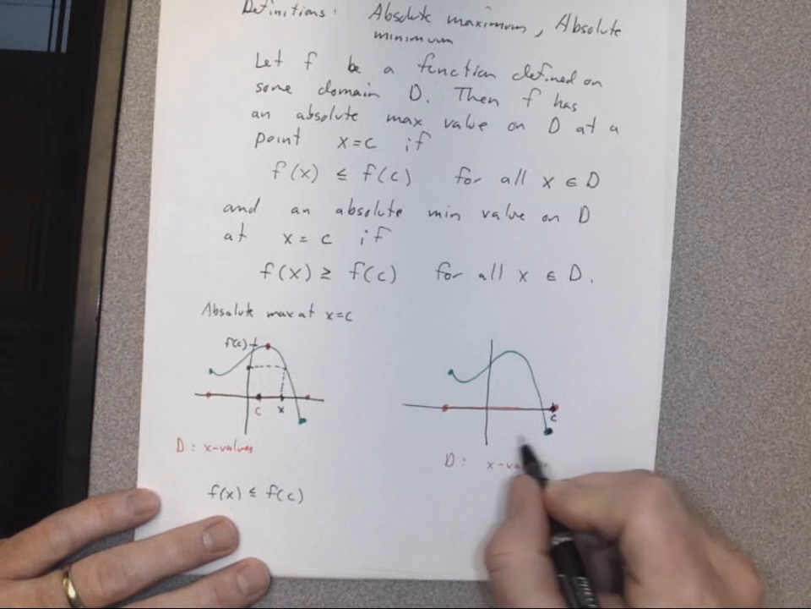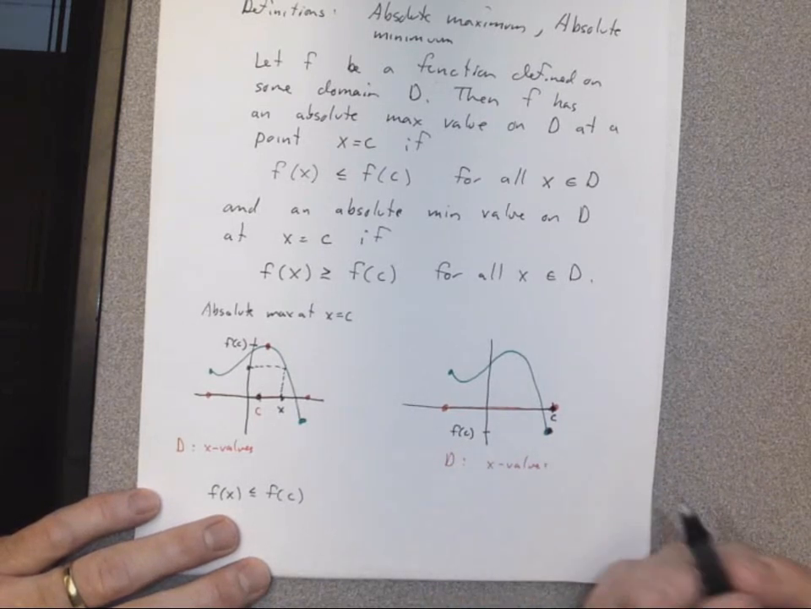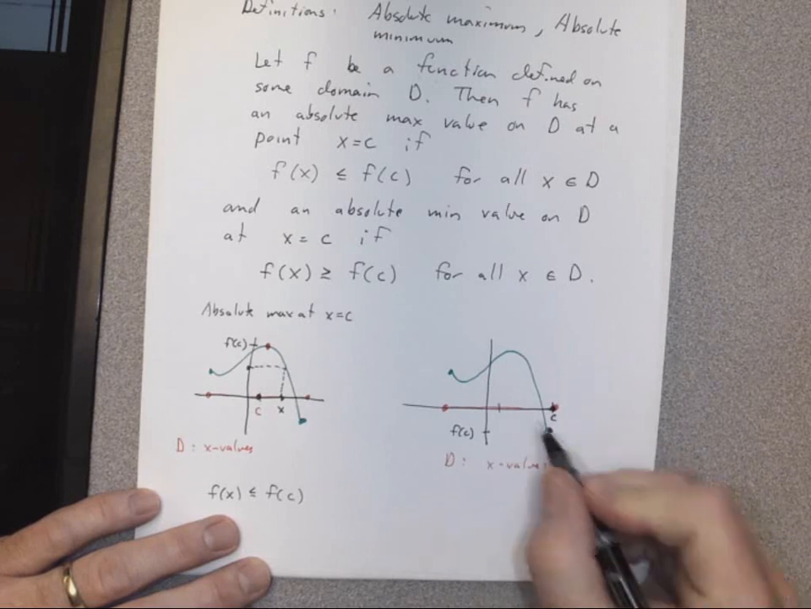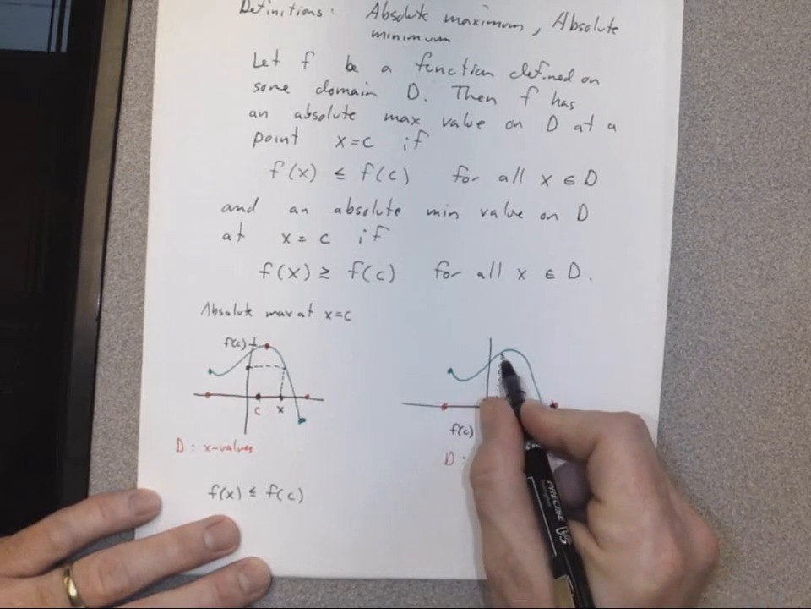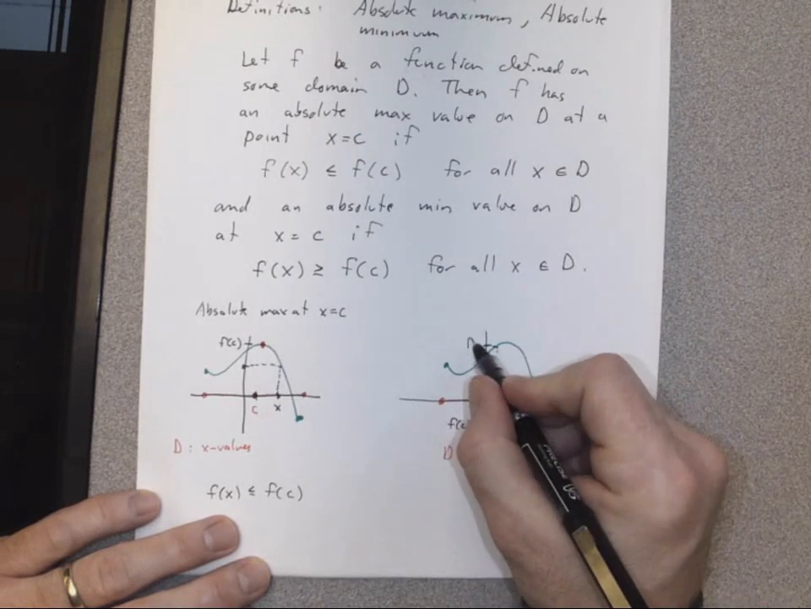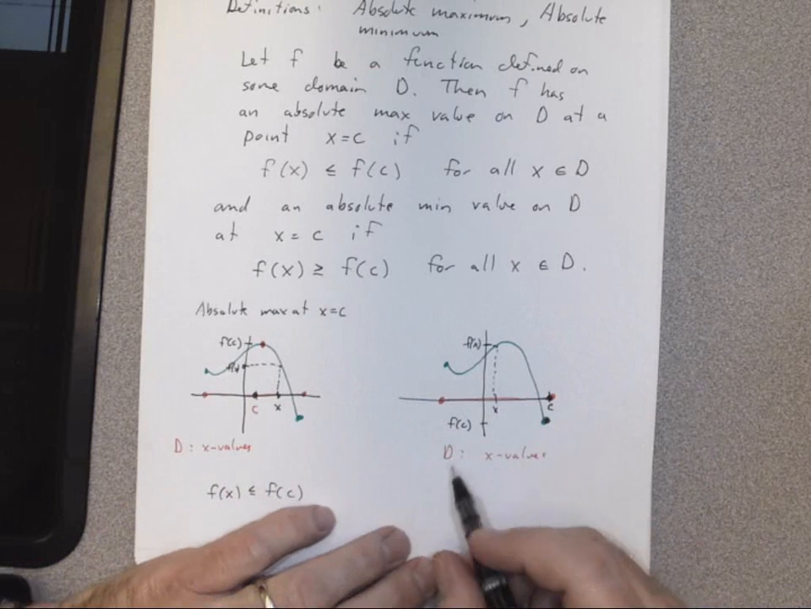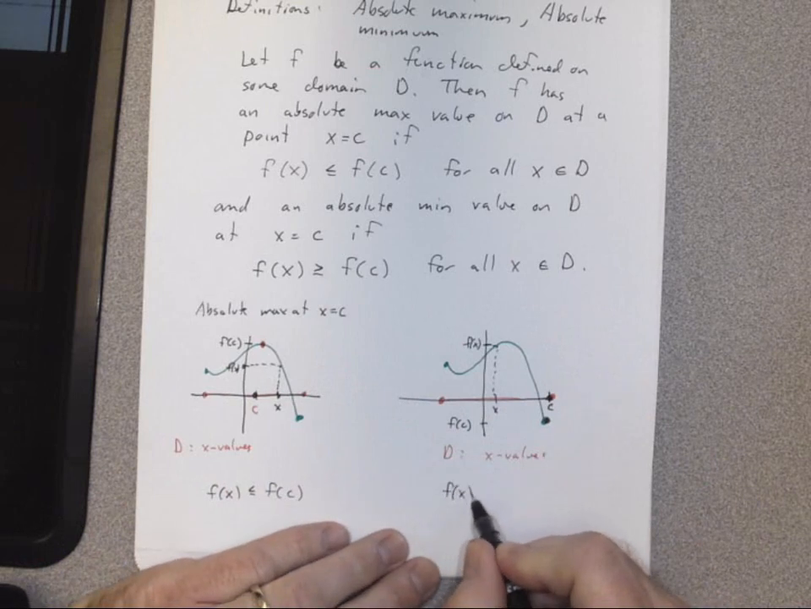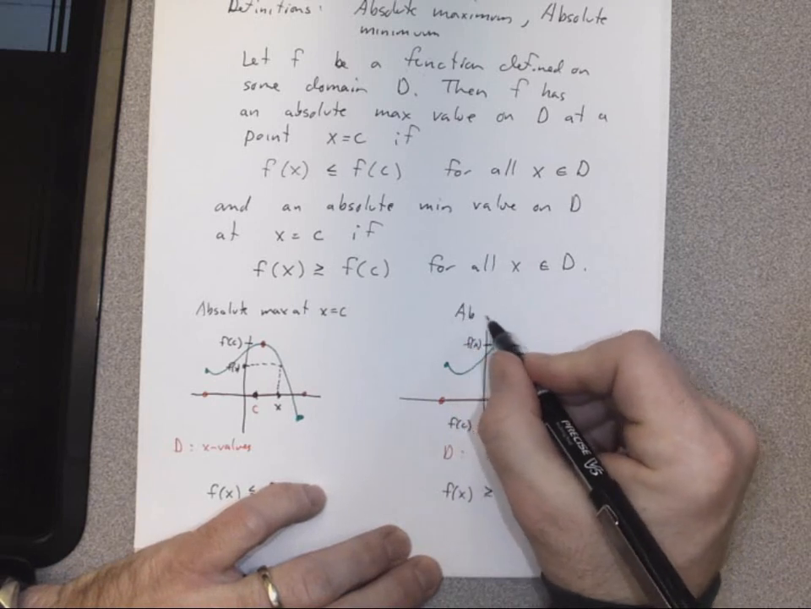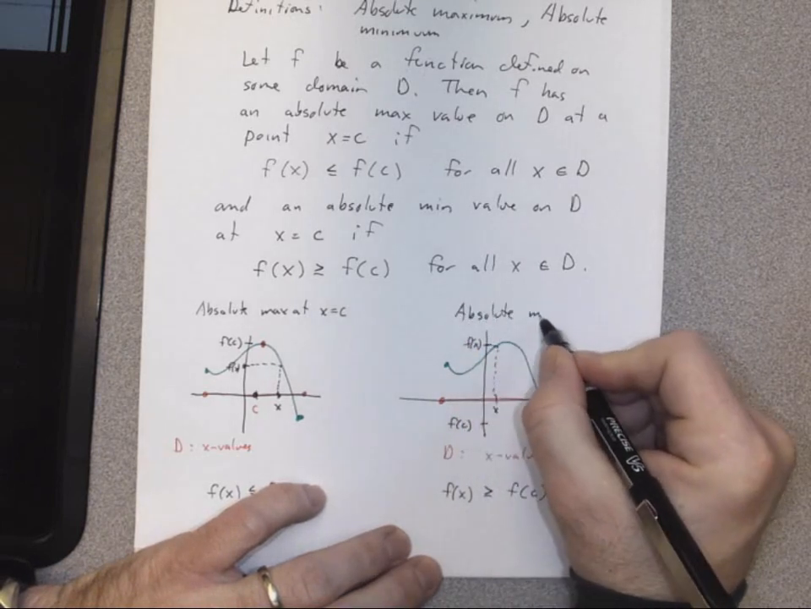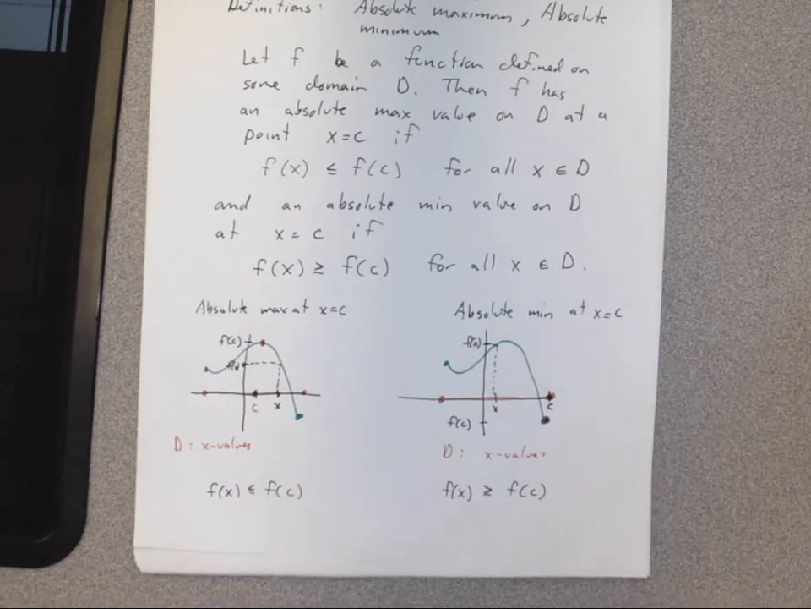But what we notice is this happens to be f of c, right? And if I pick any other x value, let's say here, and plot that up, what we will notice is that this would be f of x. That f of x is always going to be greater than or equal to f of c, and that's why we have an absolute minimum at x equals c. So that's what it looks like graphically.